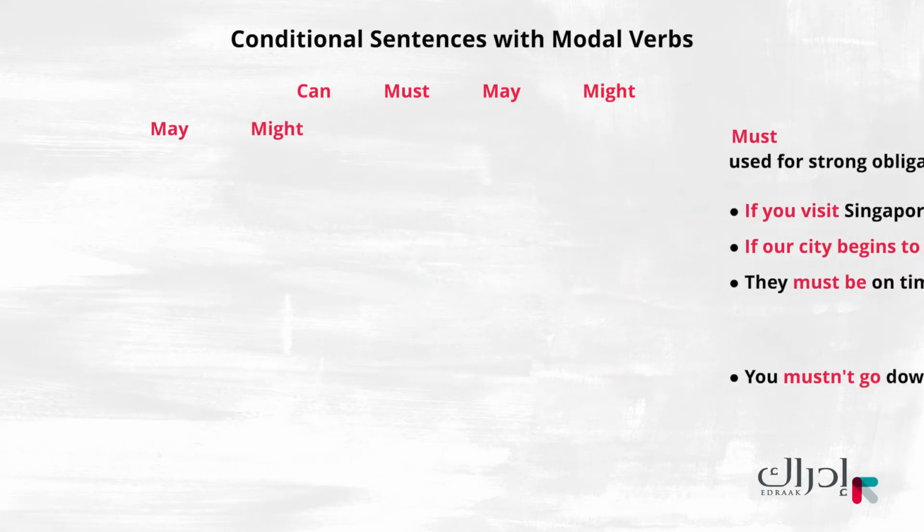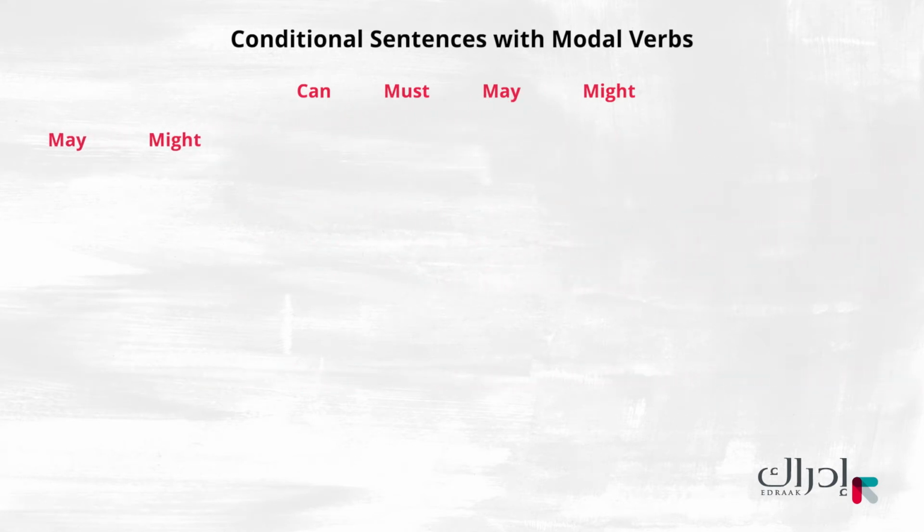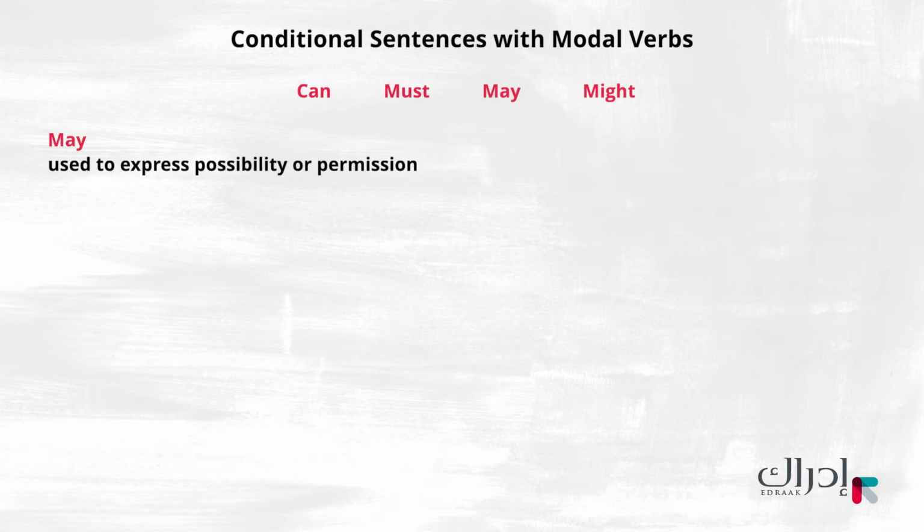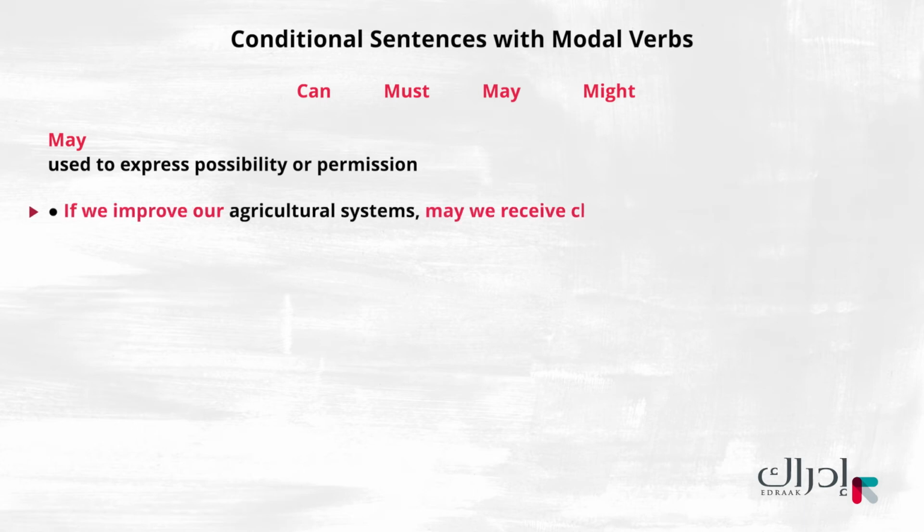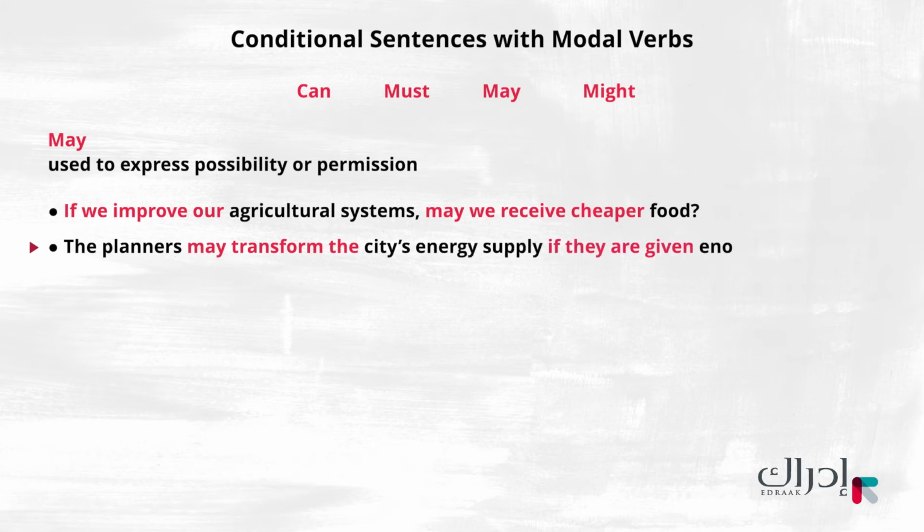Finally, let's take a look at the modal verbs may and might, which have similar uses. Actually, may is the present tense form and might is the past tense form of may. The modal verb may is used to express possibility or permission. Let's look at some examples. If we improve our agricultural systems, may we receive cheaper food? The planners may transform the city's energy supply if they are given enough time and resources.